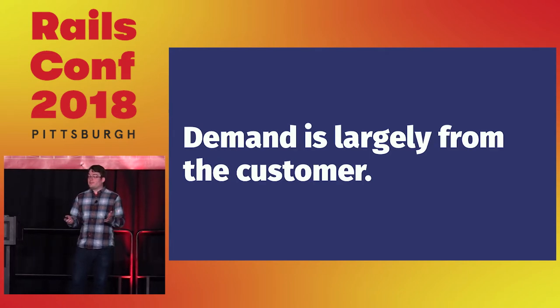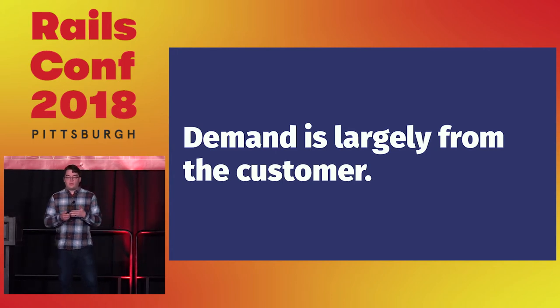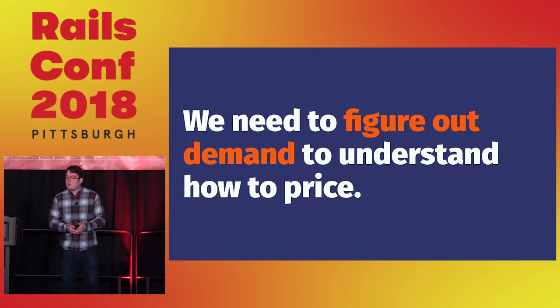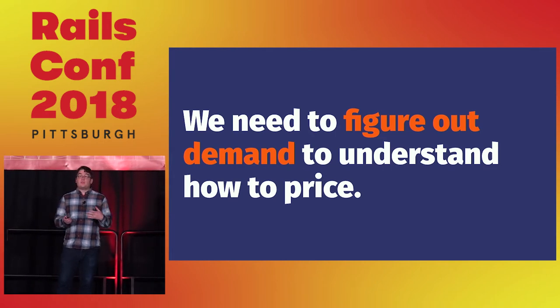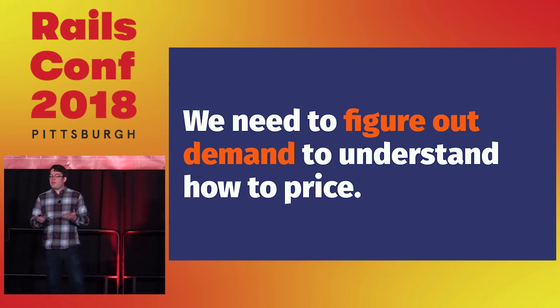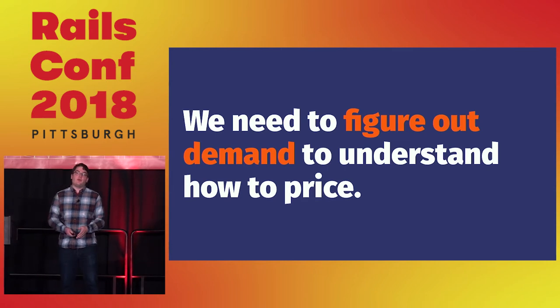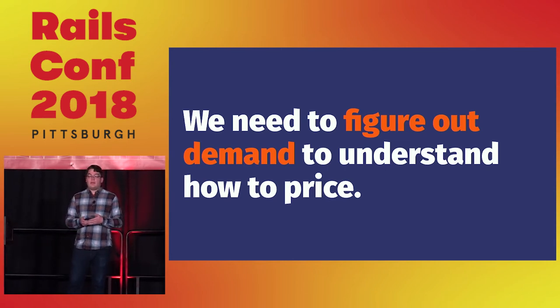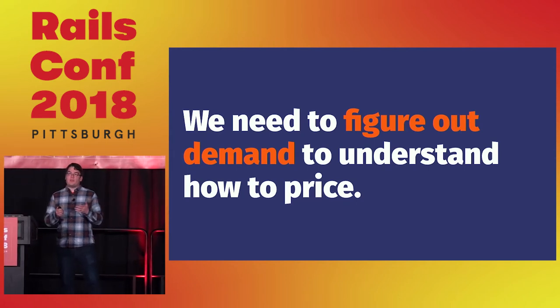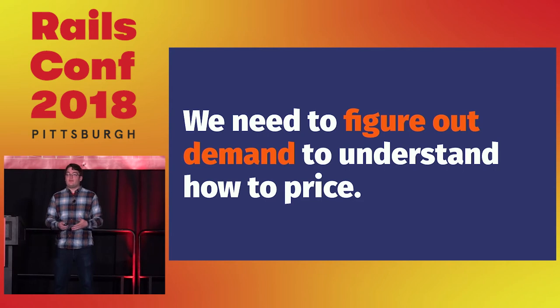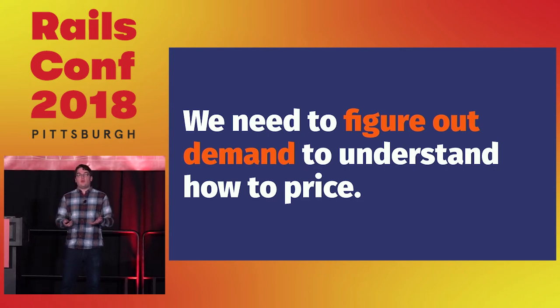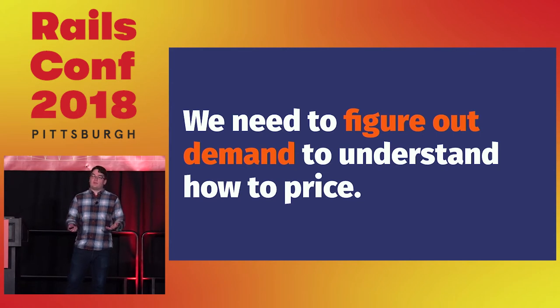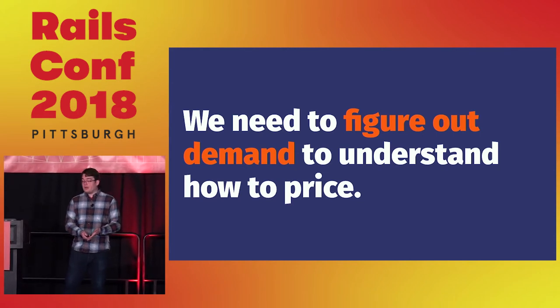Demand is largely from the consumer or the customer. They know what they want, they know the information that they have, and they will do what makes them happiest. In order to price well, since we know the supply side, we need to figure out the demand for our products. Without figuring out demand, it's like throwing a dart at the board. You don't really know where you're aiming, and it can end up anywhere. That's the source of the angst when you're doing your first pricing for your first product. You don't really know what you're doing, you don't know what you want to sell things for, and what's appropriate. So you want to figure out the demand for your product.